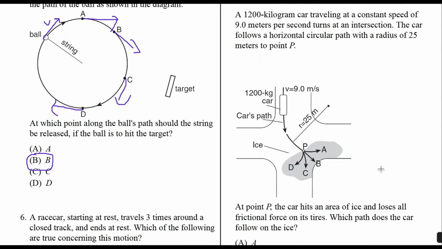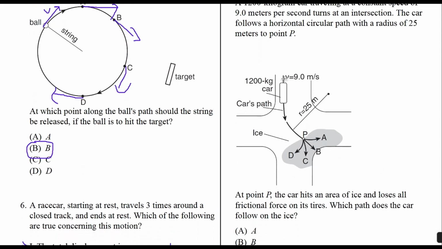Down here, so another regions type question. As the object goes around in a circle, which path would it take when it hits point B? The idea here is that because of this ice, the object loses that centripetal force. It loses the friction force that is keeping the car in the circle. So it will not continue through path A because there's no more force acting on it, or at least the force is so small that it can't keep it in the circle.